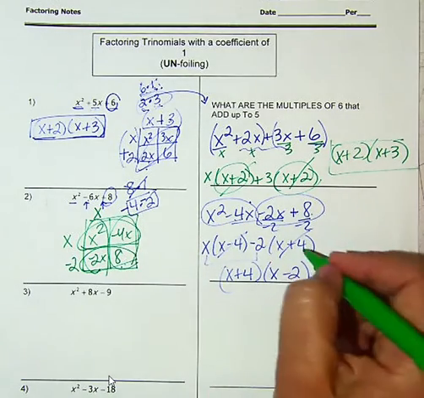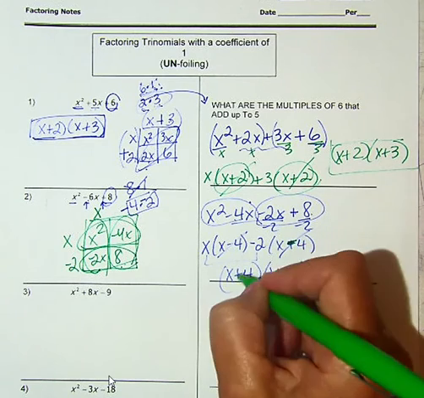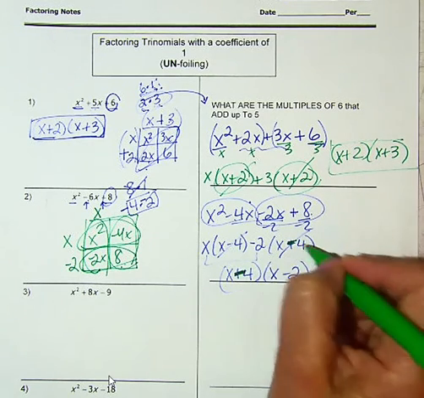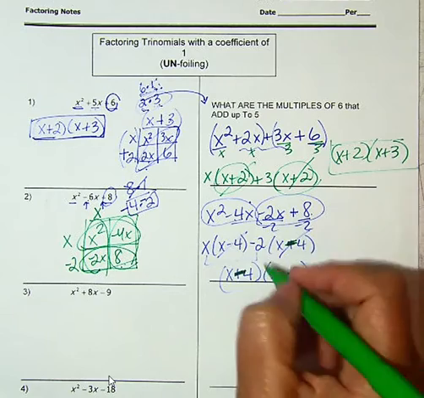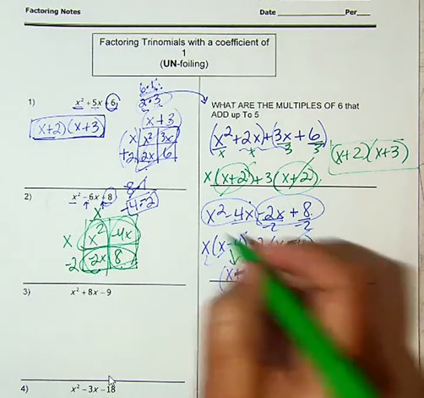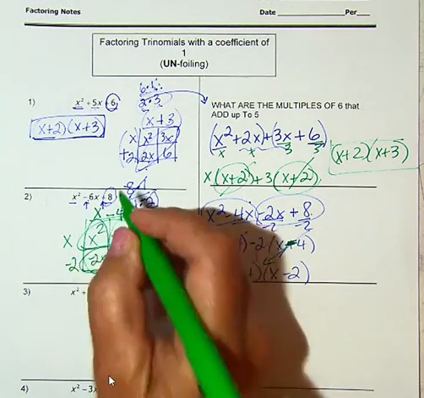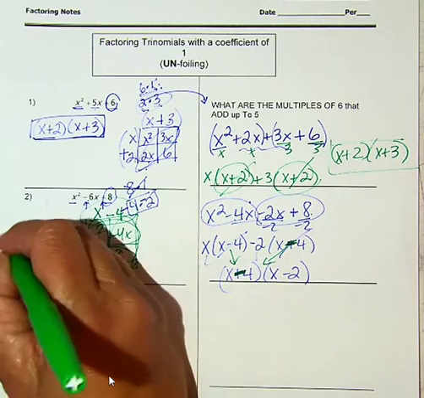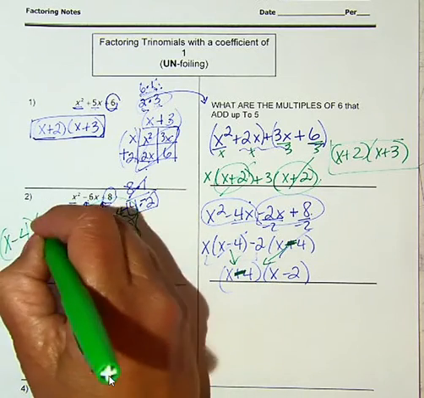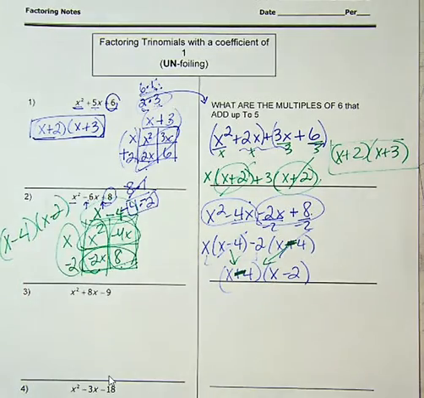What can I take out of here? Oh, I didn't do this one right. This is a minus 4. Sorry, that's a minus 4, because that's a minus 4 and that's a minus 4. X and then a minus 4. So those are my two answers: x minus 4 times x minus 2.